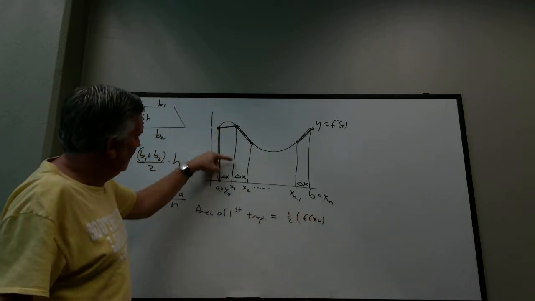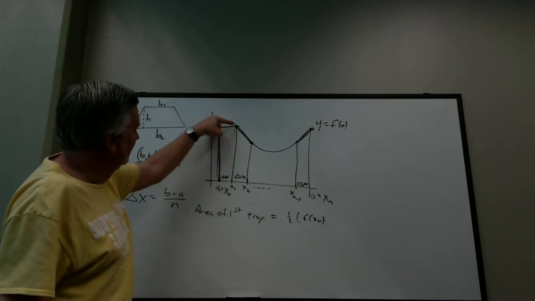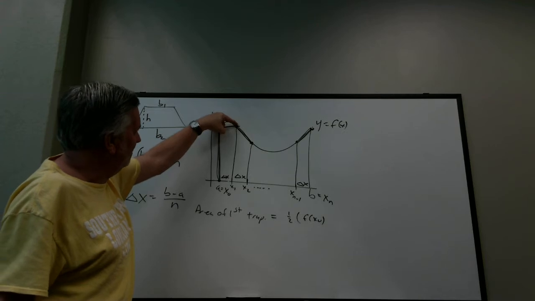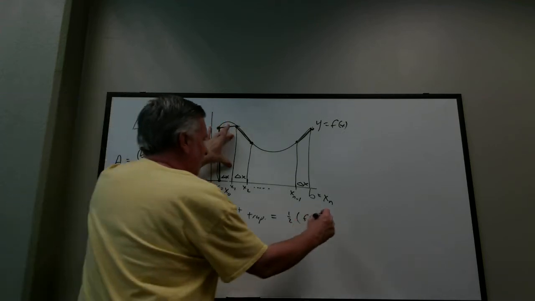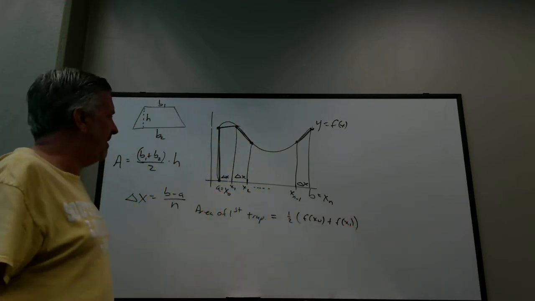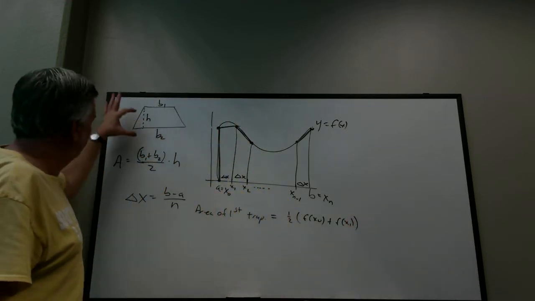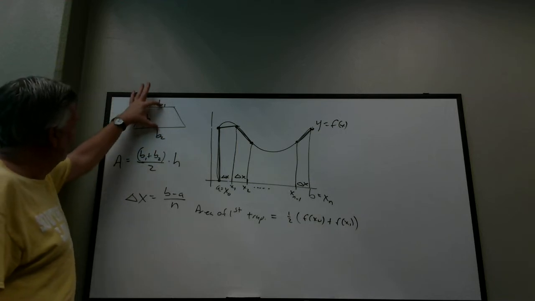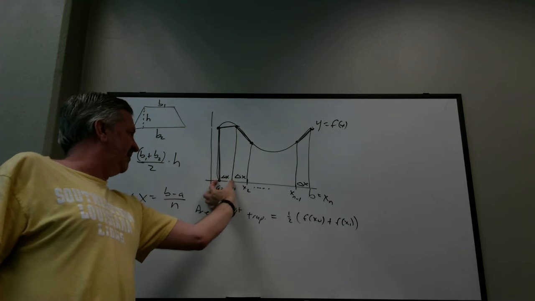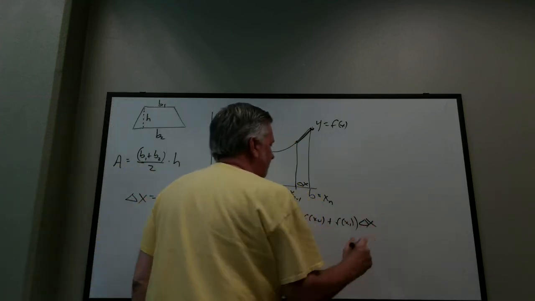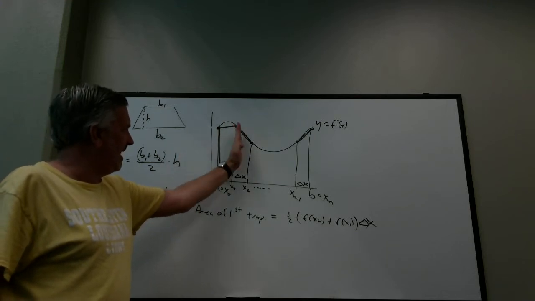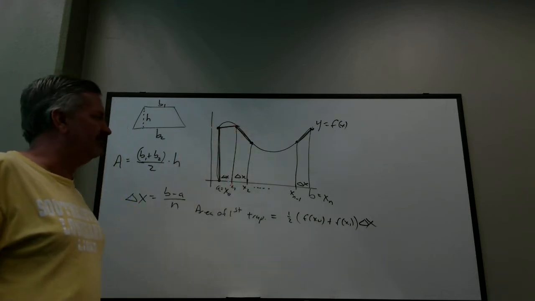And then what's the length of this line segment? It's the y value at x1. This point is x1, f of x1, so the length of that side is f of x1. So we have f of x naught plus f of x1. And now we have to multiply by the height, but what's the height of the trapezoid? What's the distance between the parallel sides? So the h here is the delta x. So that's the area of the first trapezoid: you take the average of the bases times the height.